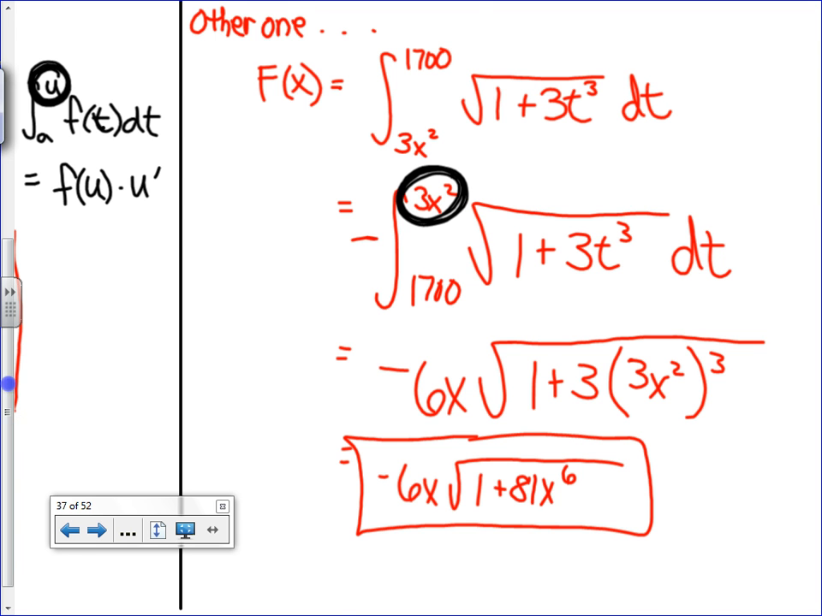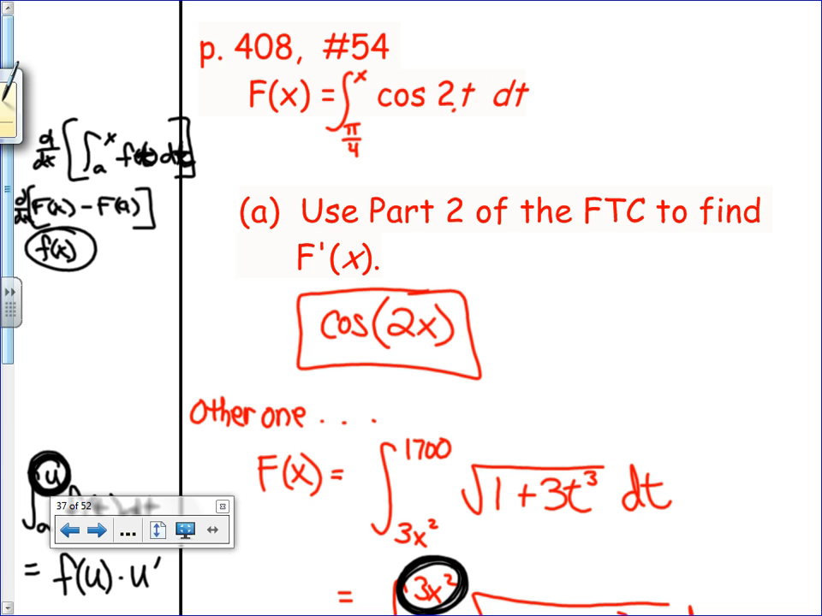Where did it, you didn't have the u prime for the first one? The whole thing about u prime? What was the u in this one? It was just x. So could I do times x prime? Got it. Totally. Okay.